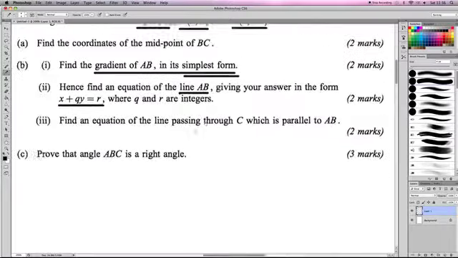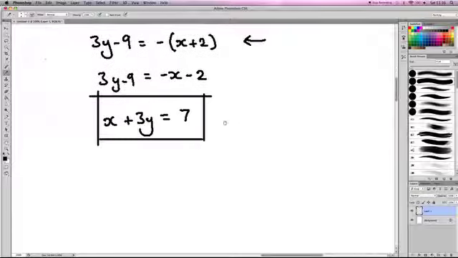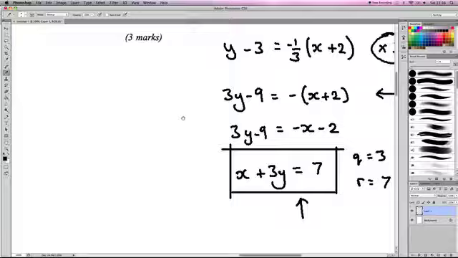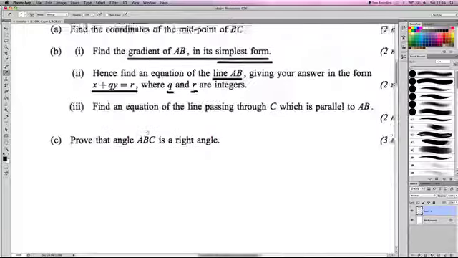Let's go back and read the question. Even though it says q and r are integers, so my number or coefficient on y, my constant, there's no need to actually say q is equal to 3 and r is equal to 7. You could just leave your answer just like that there. We'll come back to mark that in a bit.